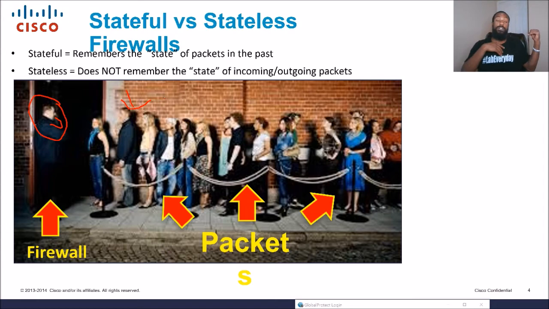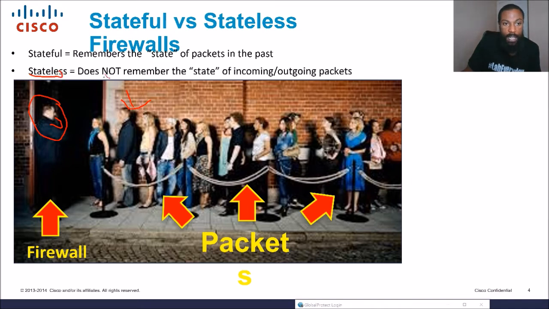Let's say one of y'all forgot something in the car, like a cell phone. One of your girls forgot her cell phone, and she wants to post on TikTok or Instagram the entire night. So she goes out to her car, comes back to the line, and meets up with the firewall again. And the firewall is like, let me see your ID, please. Again. And she's like, you just saw me in here, like 5 minutes ago. He doesn't remember that. So therefore, he is a stateless firewall.